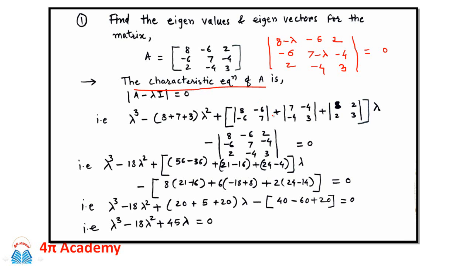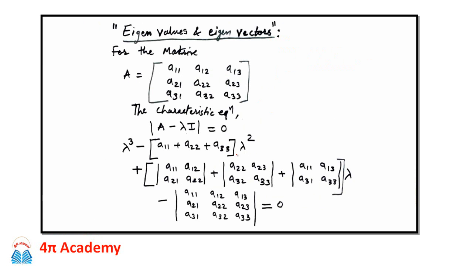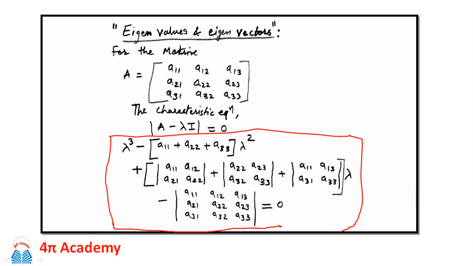Therefore I am going to discuss a shortcut method to remember how to write the characteristic equation if it is a 3 by 3 matrix. If you have a matrix like this, then the characteristic equation is the determinant of A minus lambda I equal to 0. For such a matrix you have to remember this equation. If you remember this once, then you don't have to solve the determinant of A minus lambda I and get confused between the signs.